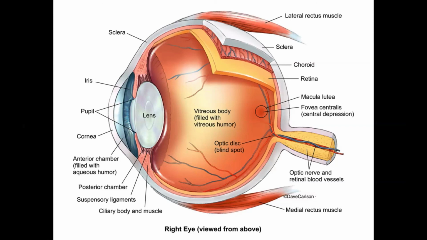The vitreous body itself is a gelatinous material. It's deep to the lens, right? And it's going to have the internal limiting membrane, which separates the vitreous body itself from the retina. And it's not a cellular membrane.